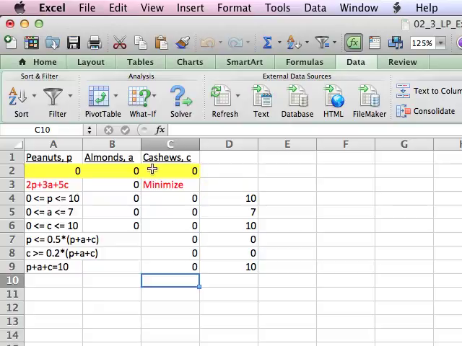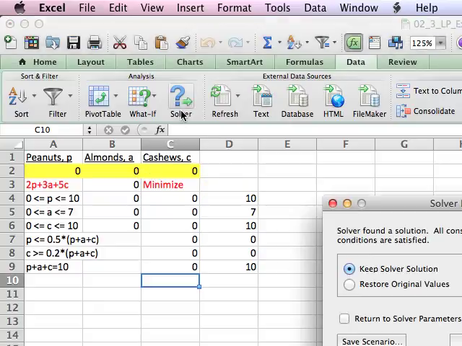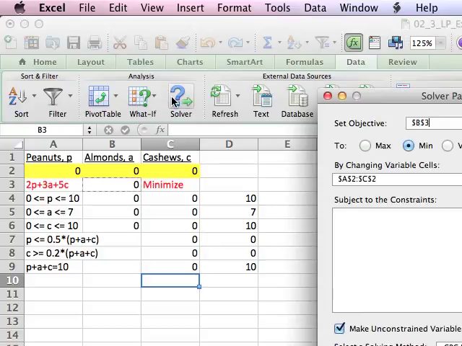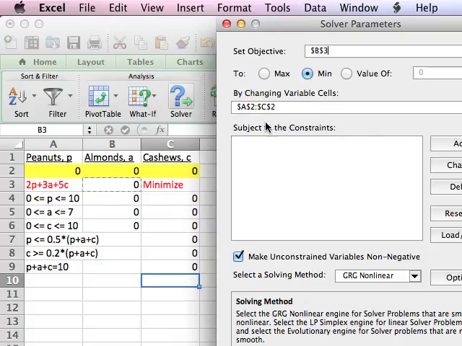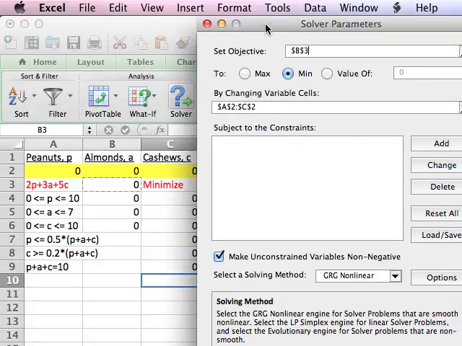Whoops, oh no. I accidentally ran Solver too early. Okay, so I'm going to cancel that. Go back to Solver. Okay, so right, I've got my variable cells in there. Now I need to add some constraints.